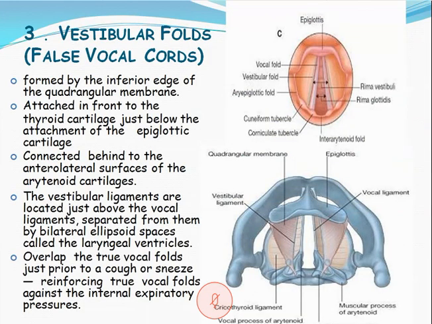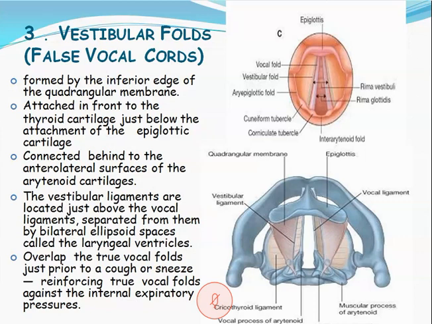The vestibular ligaments, that is the false vocal cords, are formed by the inferior edges of the quadrangular membrane, attached in front to the thyroid cartilage just below the attachment of the epiglottis, and connected behind to the anterolateral surface of the arytenoid cartilage. The vestibular ligaments are located just above the vocal cords, separated from them by a bilateral ellipsoid space called the laryngeal ventricle. They overlap the true vocal cords just prior to a cough and sneeze, and reinforce the true vocal cords against the internal expiratory pressures.